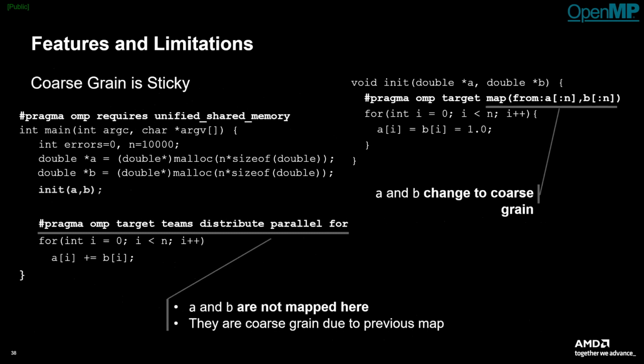And that's repeated here and shown with the subroutine. So the subroutine might be in a different compile unit, a different file, and it's telling it to map it, so it's going to be coarse grain because of that map call. And so when we use it later in our main code, it's coarse grain.